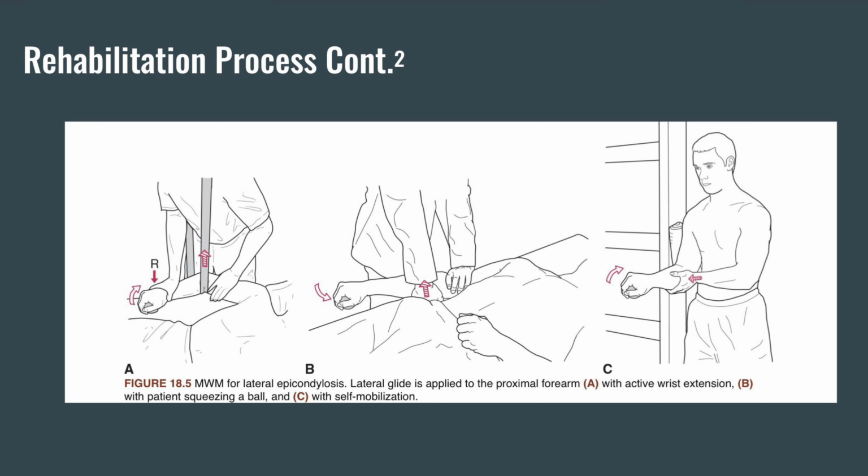And then with this picture, this is just what you would use during the minimal protection phase. We have mobilization with movement. In A, you can see that the therapist is using a mobilization belt to do a lateral glide and active wrist extension. And then with B, they're performing the same thing, but the patient is squeezing a ball while performing the lateral glide. And then with C, we have just self-mobilization, and they're using a towel up against the wall.